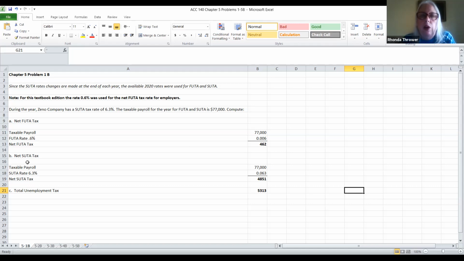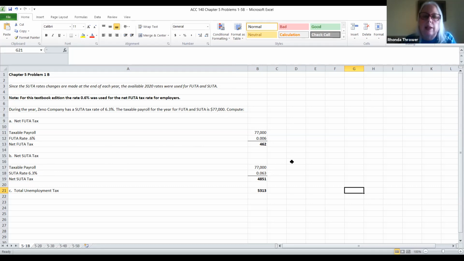This company also has to pay, of course, SUTA taxes, the state unemployment tax. The taxable payroll was the same as for FUTA. It was given at $77,000. The SUTA tax rate is 6.3%, so you're simply going to multiply 77,000 times 0.063, and that will give you the net amount of the tax.